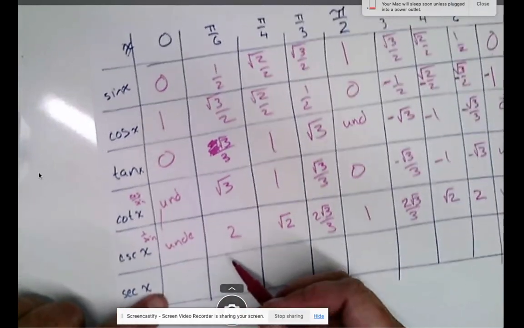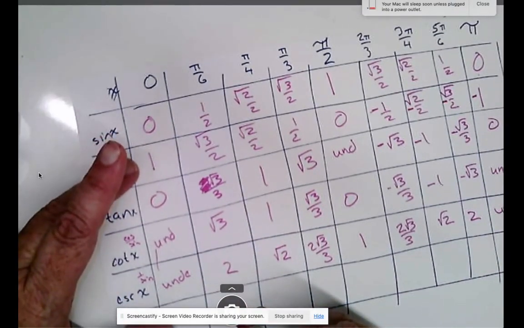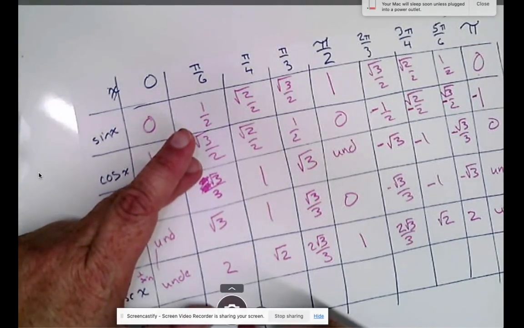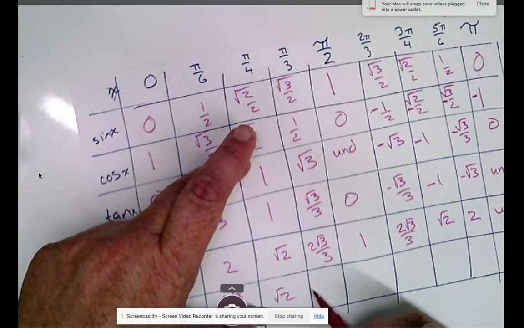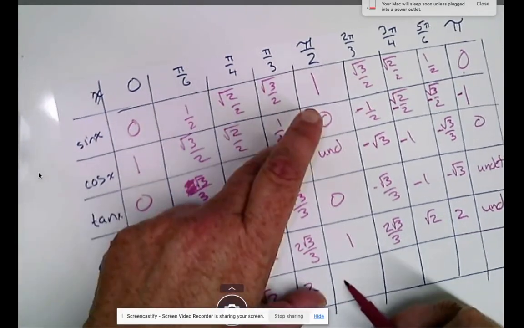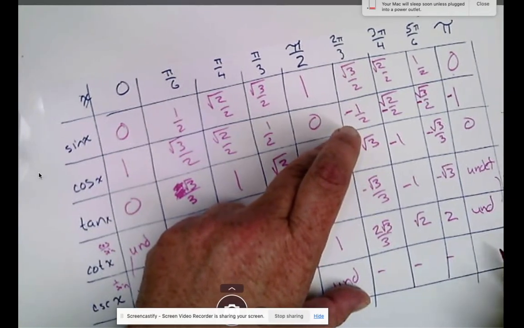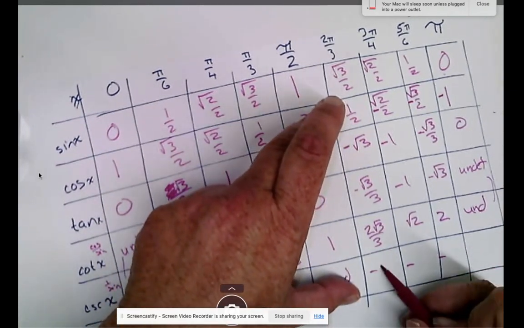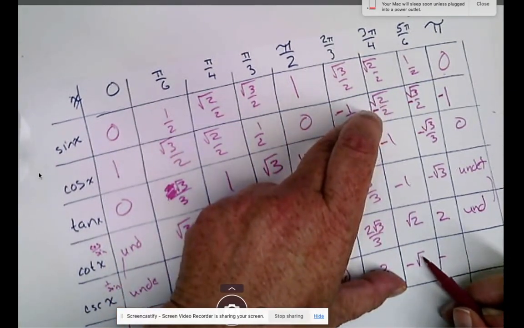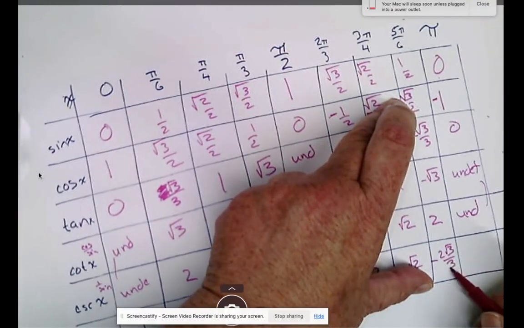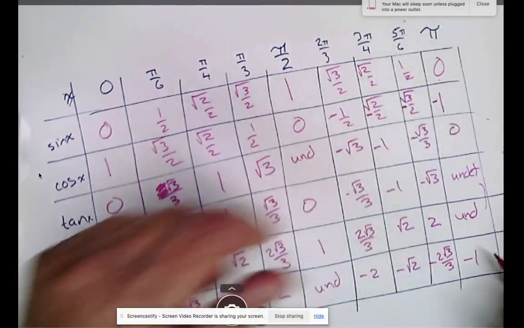All right, so secant, it's the reciprocal of cosine. So that's 1, 2 root 3 over 3, root 2, 2, undefined. And then I'm in the negative territory here. Reciprocal of 1/2 is 2. So negative root 2, 2 root 3 over 3. Reciprocal of the negative 1 is negative 1.